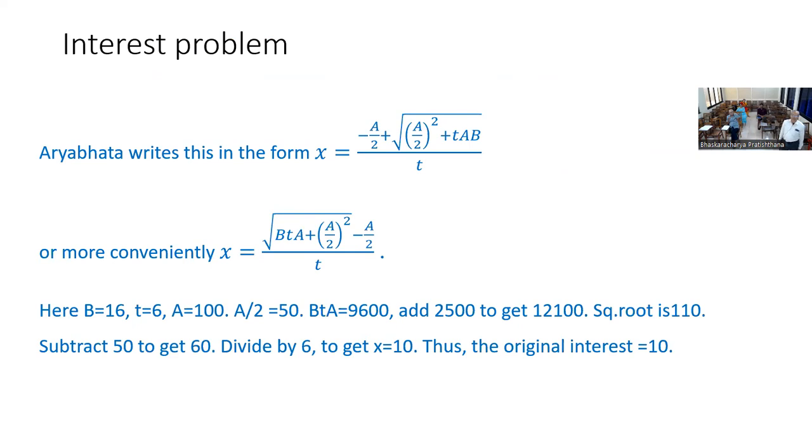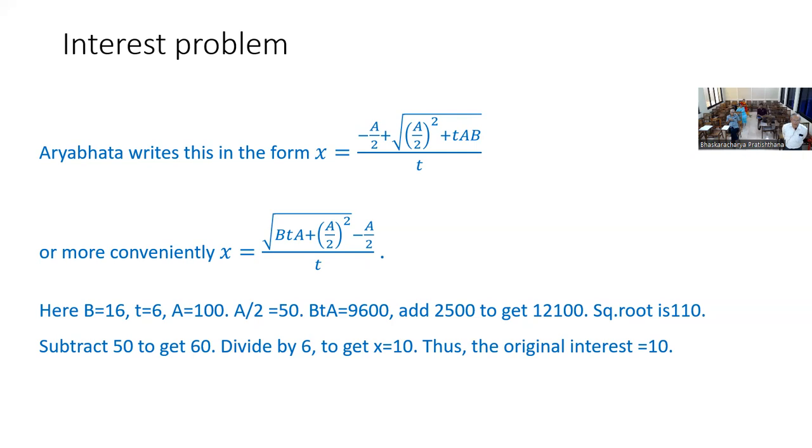And further, although we are accustomed to writing it in this way, minus B plus minus root of etc., because this is with a minus sign, Aryabhata writes this term first, the root of etc., and then the second term is minus A by 2. So Aryabhata writes it as: root of BTA plus A by 2 square, minus A by 2. So for this problem, he also simplifies whatever formula we are getting.